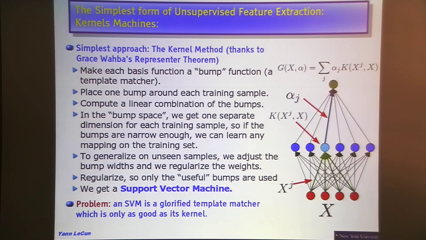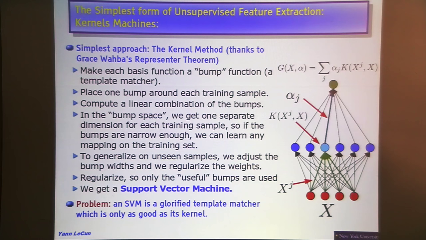Support vector machines, in particular, use a very, very simple form of unsupervised learning, if you wish, in their first layer. You can think of a support vector machine as a two-layer machine in which the first layer compares the input vector to every training sample or a significant subset of the training samples. And then it gives you a result, which is the output of the kernel function applied to the input and the corresponding training sample. And then you compute a linear combination of those answers to produce the ultimate answer.